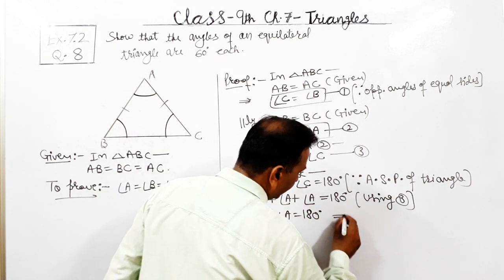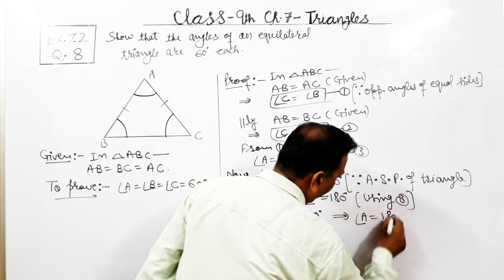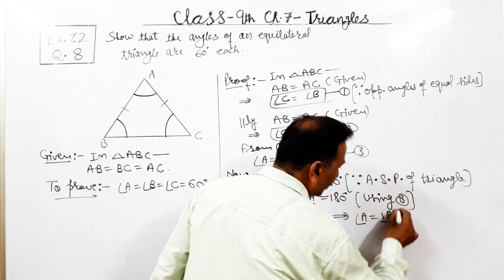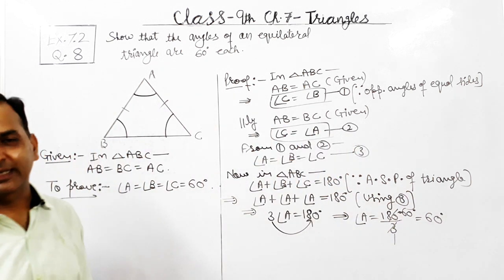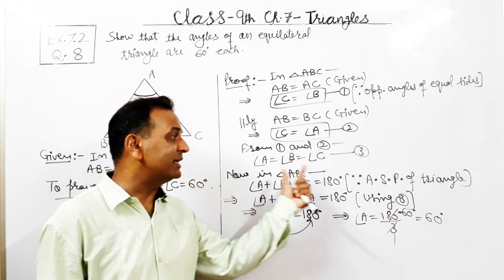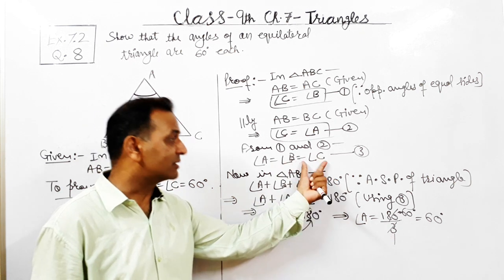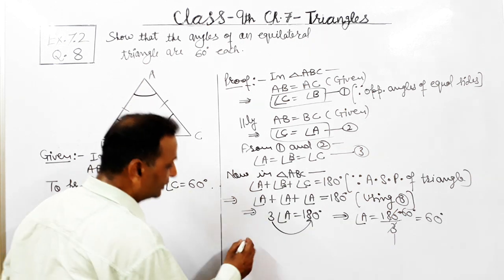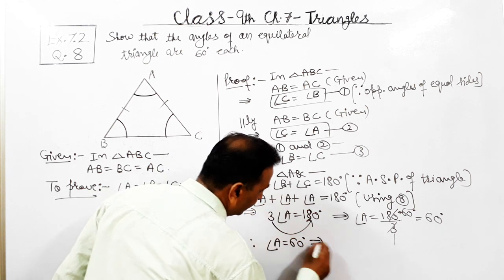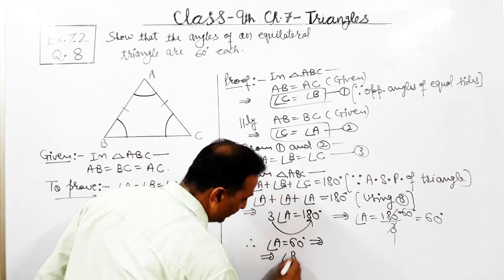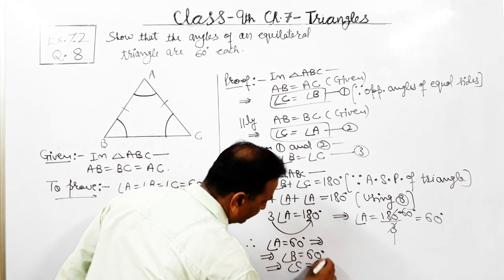Next, this implies this 3 will go to the denominator. Angle A becomes 180 degrees divided by 3. 3 ones are 3, 3 sixes are 18, so angle A equals 60 degrees. And because angle A equals angle B as well as angle C, it means angle B is also equal to 60 degrees and angle C is also equal to 60 degrees. So therefore we can write angle A equals 60 degrees, and this implies, next step, angle B is also equal to 60 degrees as well as angle C is also equal to 60 degrees.